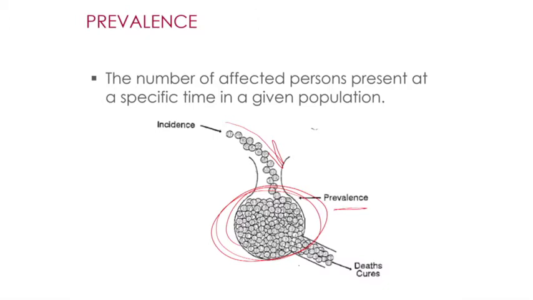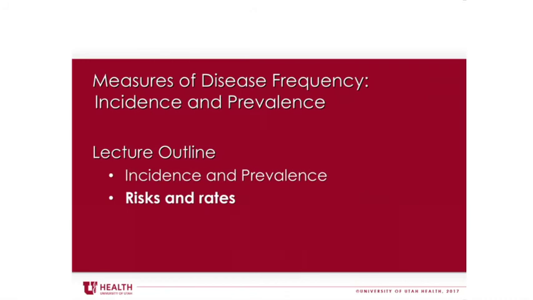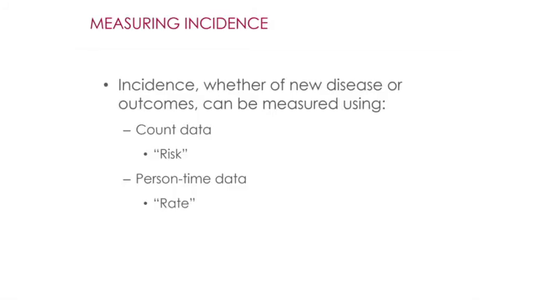And then out here, the other thing that affects prevalence is marbles leaving the beaker, which would be either deaths or cures from whatever that disease was. So the concept here with this illustration is that both incidence and death or cure rates are going to influence prevalence. So now we're going to move on to the concepts of risk and rate.